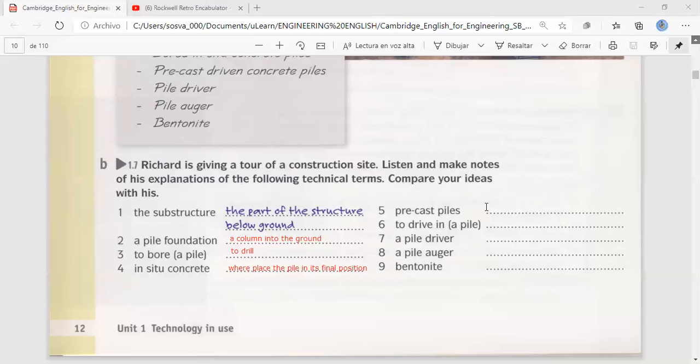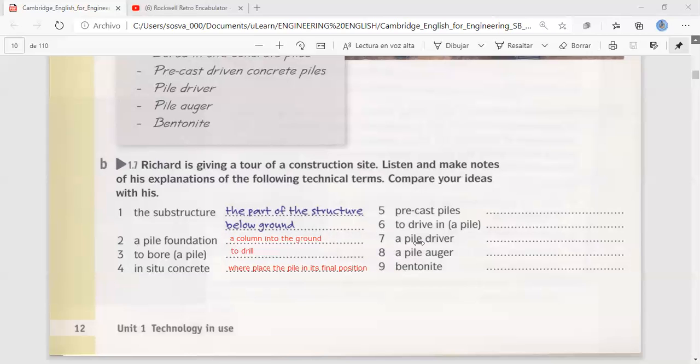Precast piles. Well, in this case, they made in job sites, or in job site. They made a job site. I don't know. I don't remember more.